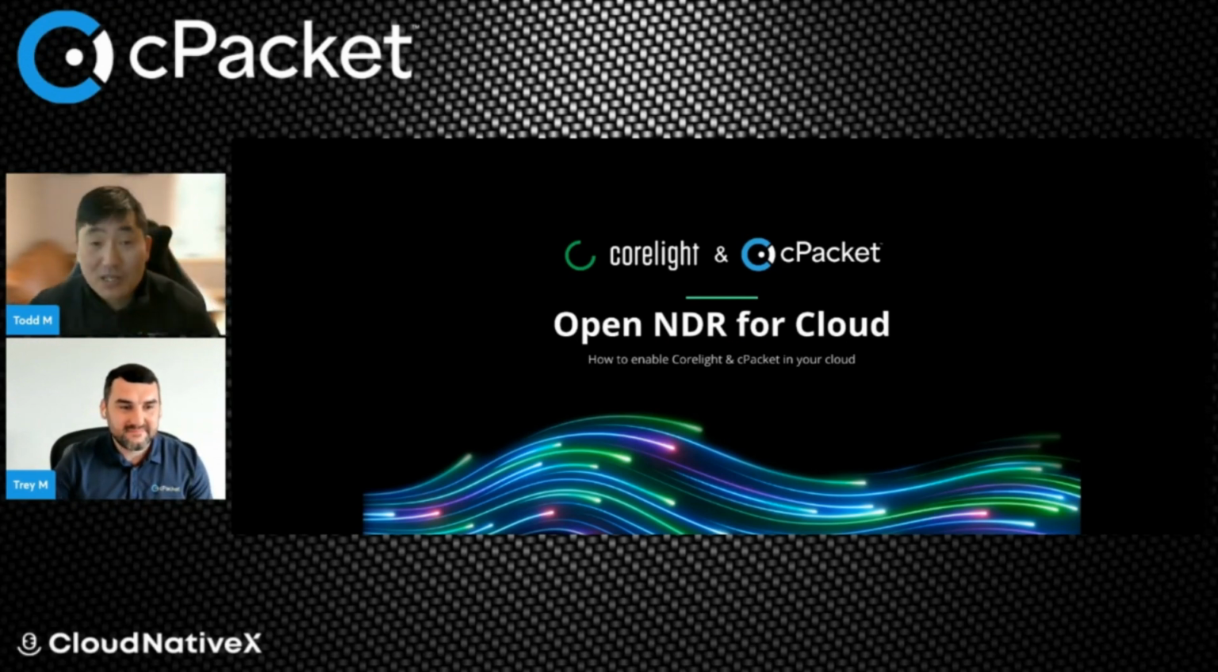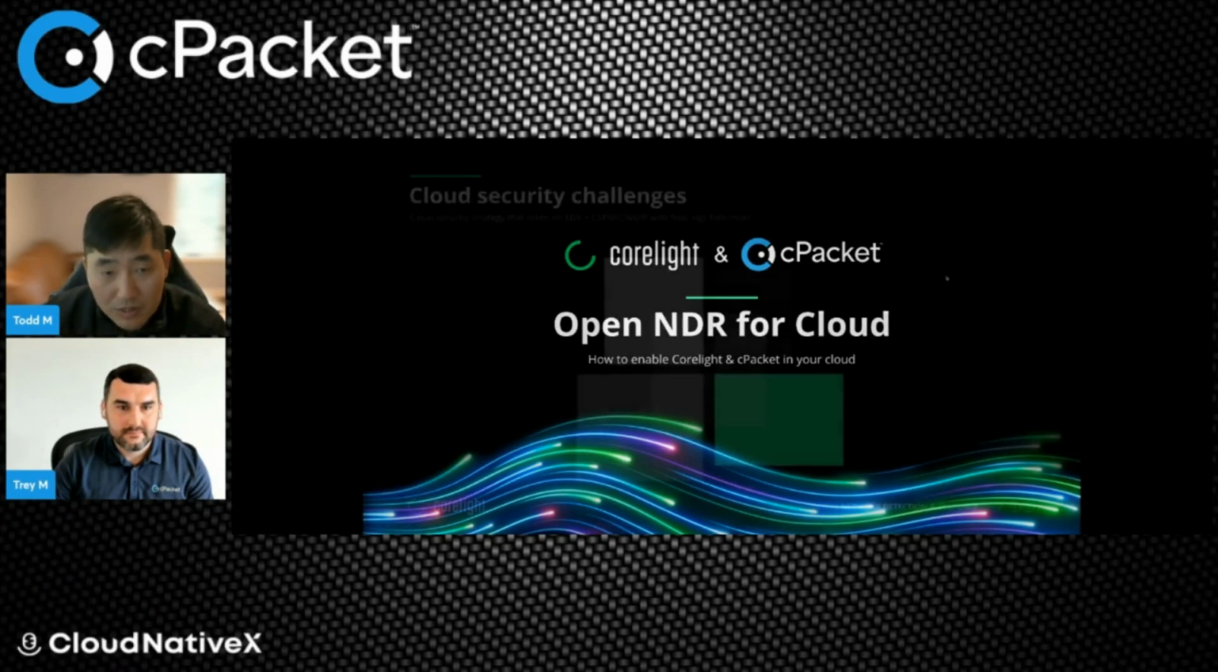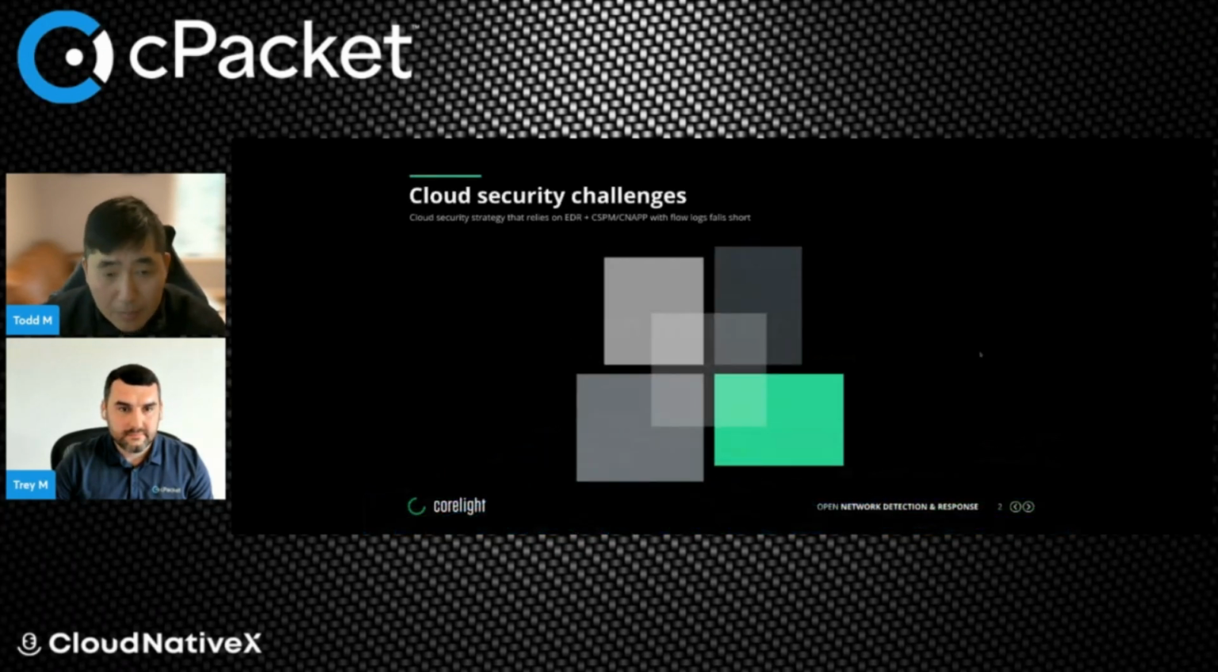Appreciate it. So what we're going to go over today is how Corelight has adapted its NDR solution to cloud environments, and furthermore, how cPacket enables you to take advantage of those solutions inside of your cloud environments. And one of the first things I always do when we're talking to our customers is to try to understand their pain points and what we can do to help them in their cloud security journey. There's four main themes that we've heard from many of our cloud customers.